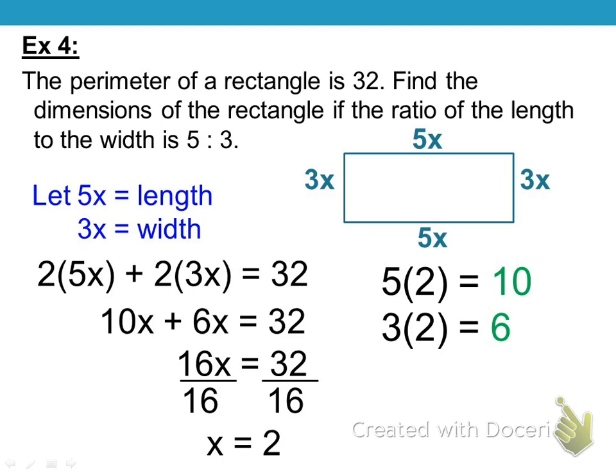Now, notice it doesn't say feet or inches or anything. If I don't give a label, you don't need to give a label either. You can just call it units. So 6 units by 10 units or 6 by 10 would be fine with me. If you put units, that's great. If you don't put units, I'm not going to mind. So just 10 to 6.